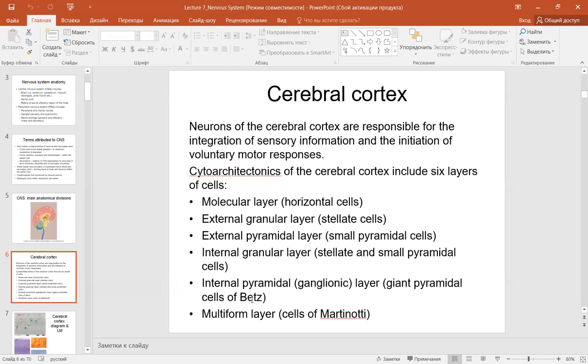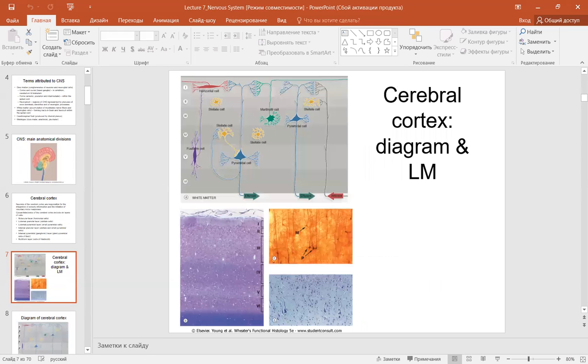Here are the most remarkable cells of the cerebral cortex, the cells of Betz, giant pyramidal cells, which have axons leaving the cortex of the cerebrum and traveling to the peripheral target organs, muscular tissue, for the generation of a response to the signals coming from the outer environment. And the multiform cell layer consisting of Martinotti cells.